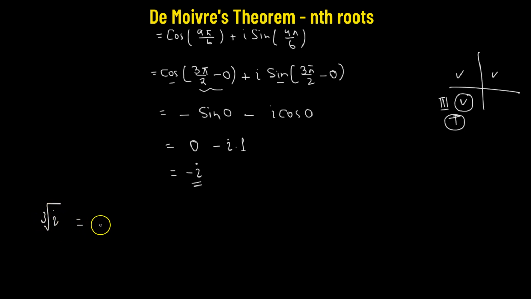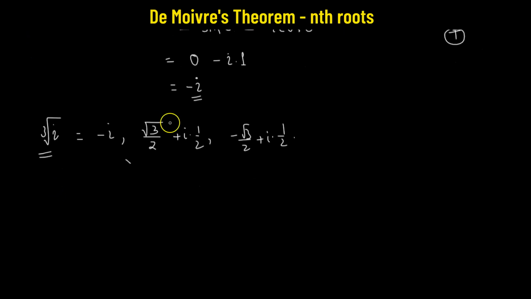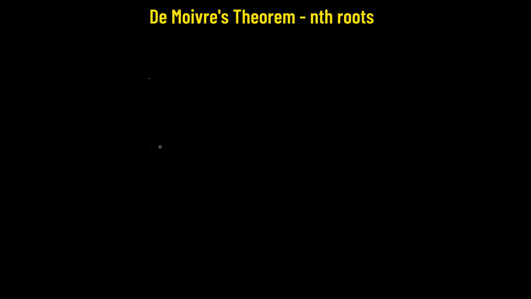So those came out to be, we had negative iota, this is one of the roots. Then we had square root of 3 over 2 plus iota times 1/2. Then we had negative square root of 3 over 2 plus iota times 1/2. So these are the three complex roots of the cube root of our imaginary number iota. Let's do one more problem. So let's say we want to find out the cube root of -1.